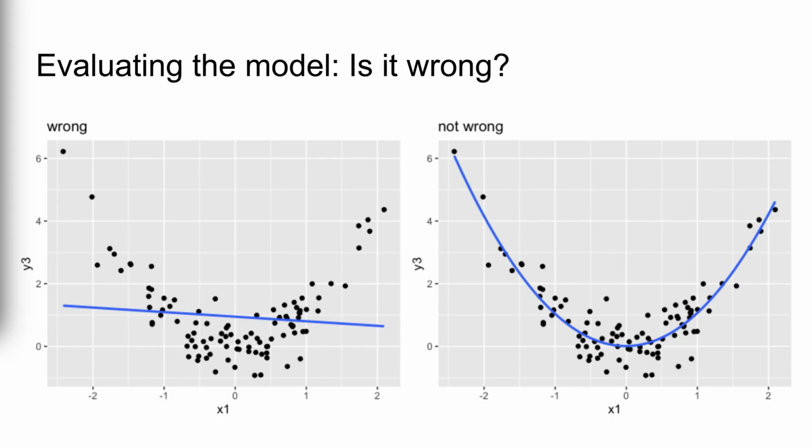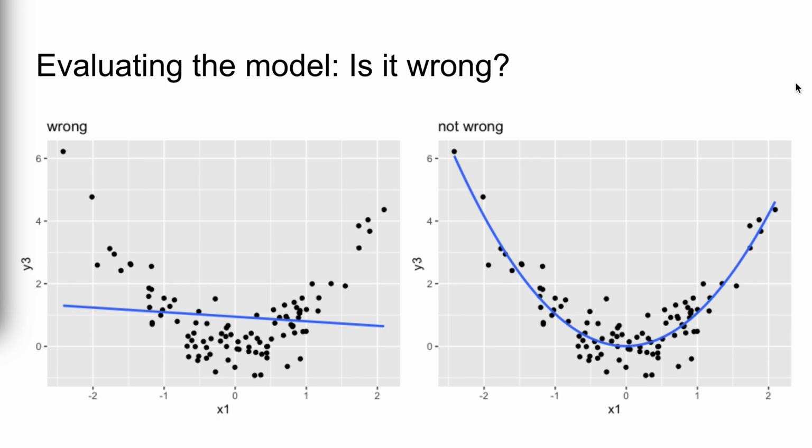First, is our model simply wrong? That is, does it make reasonable assumptions about the relationship of interest? The picture on the left provides an example of a wrong model. Though the relationship is actually quadratic, the model assumes that it's linear. The model on the right is more reasonable.